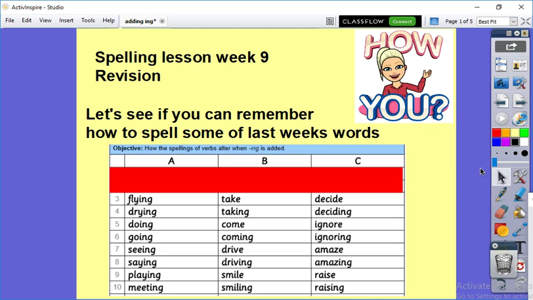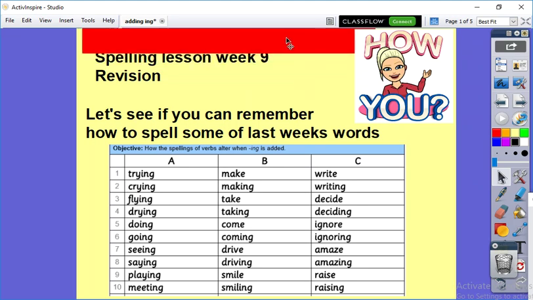So group A, trying and crying. Group B, make and making. Group C, write and writing. Okay, I'll give you a few seconds just to have a go at writing those words. You should have them written on your whiteboard. Each group should have 2.